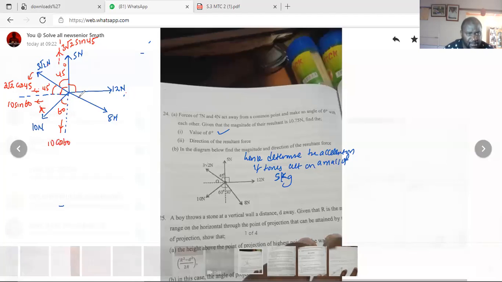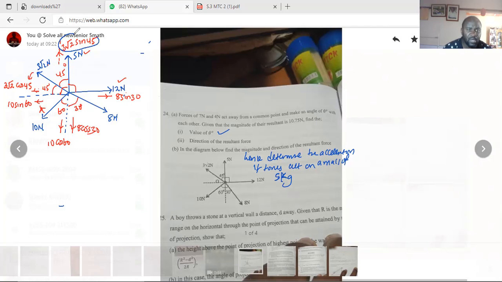Then this last one has 30 degrees. We can resolve the 8 vertically downwards by compressing the 30, which is 8 cos 30. And then we can also move away from the 30 by resolving 8 by saying 8 sine of 30. Now, those red resolutions you've seen, apart from this 12 and this 5, the rest of the reds you've seen are resolved components. That's why this topic is called resolution of forces.